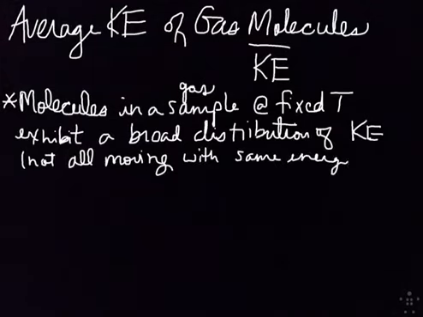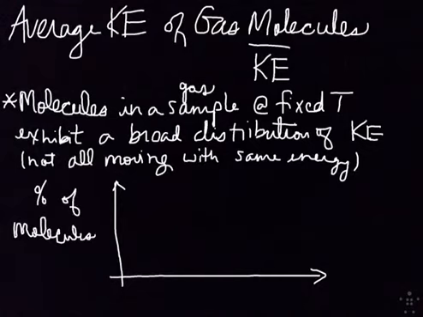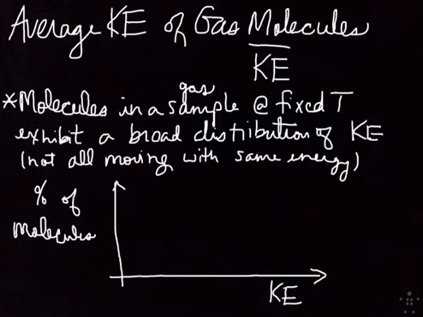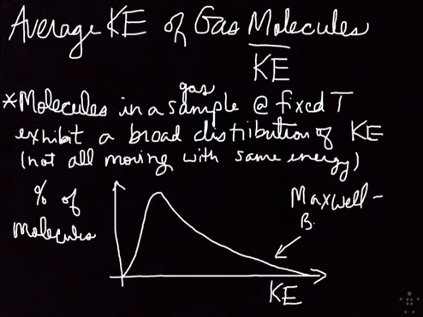And if we were to plot this, we've seen this before. We looked at this when we were talking about liquids. We can plot the percent of molecules in a sample versus the kinetic energy that each molecule has. Right? And so we get a distribution that looks something like this. It's something like a normal or Gaussian distribution, but with this long tail to it. And the name for this type of distribution is actually a Maxwell-Boltzmann distribution.